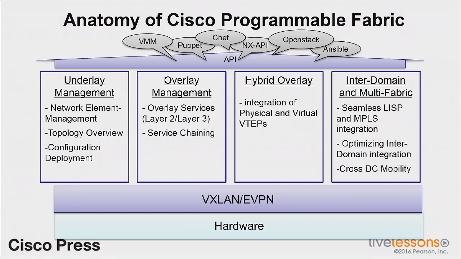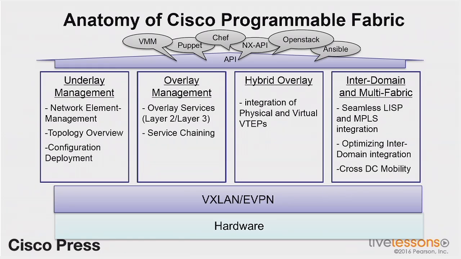Once we have that foundation, we have 4 pillars to focus on. We have underlay management, where I still need to build an underlay IP network, and we're going to go into great detail on what it means and the things to consider in building your underlay. Overlay management, so from a VXLAN data plane and EVPN, I need to provision and monitor the overlay configuration and infrastructure. Hybrid overlay, so how do I integrate, if I choose to do physical and virtual-based overlay.